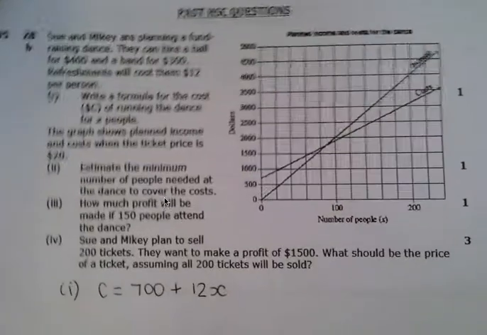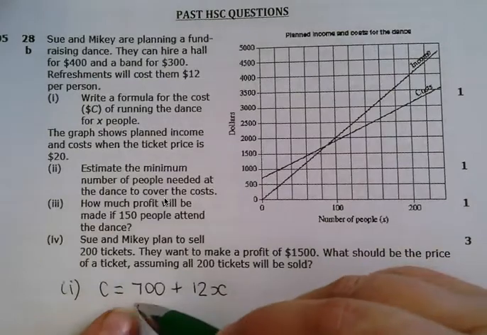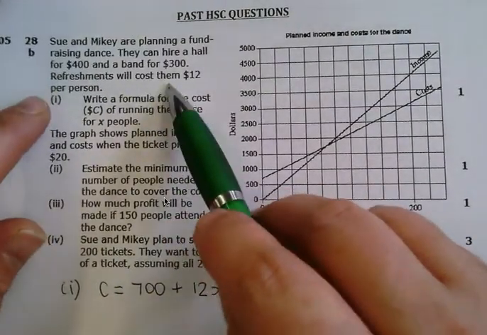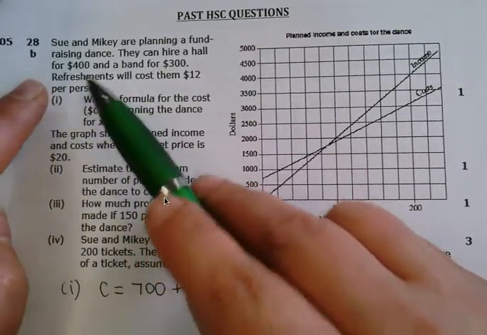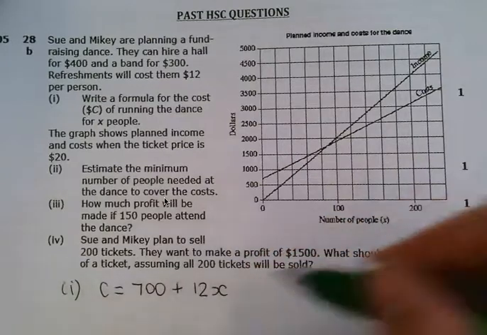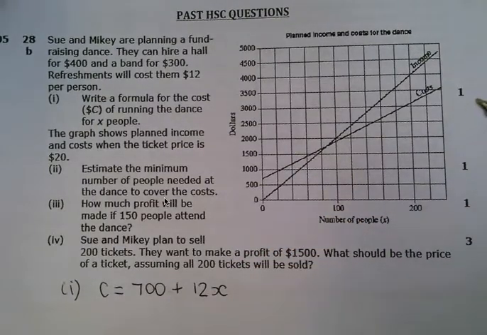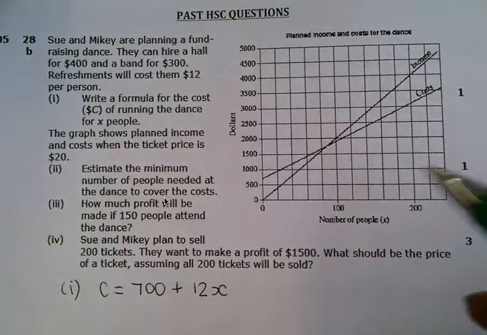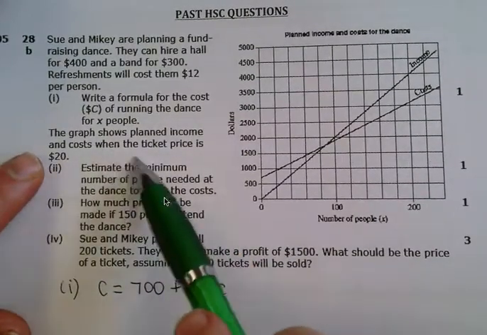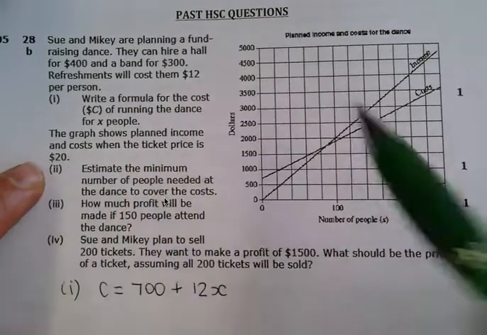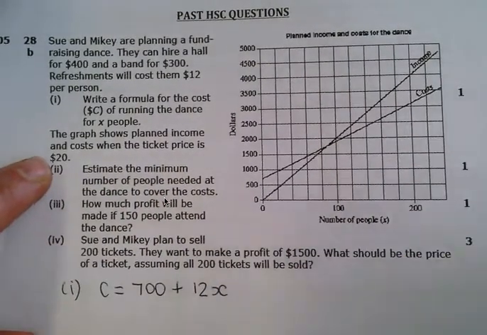So if 100 people go, it'll be 700 plus 12 times 100. It says it costs them $12 a person for refreshments. So they've got to pay for the hall and the band, that's $700 together, plus $12 per person. Now, the graph shows planned income and costs when the ticket price is $20.